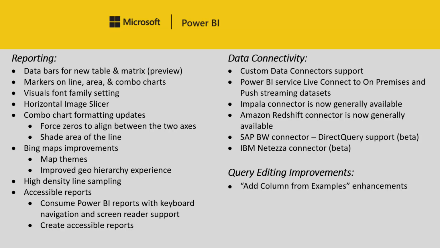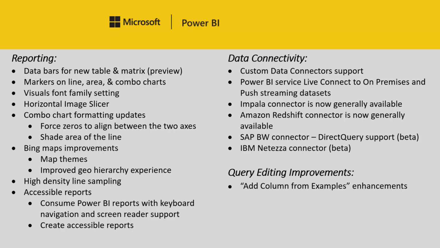We have yet another update to our new table and matrix preview. This month, it's the addition of data bars. Data bars is another form of conditional formatting. We've already had color scales, which lets you shade the background of your cell based off of the value of the cell. So for example, you could color the cell's background red if the value is low and green if the value is high, and the rest in a gradient in between.